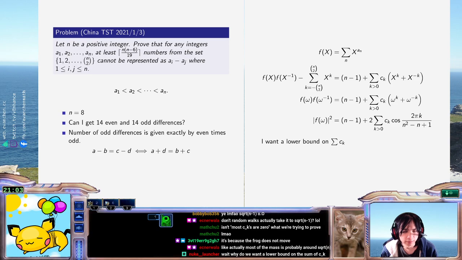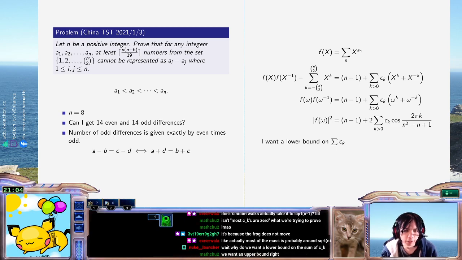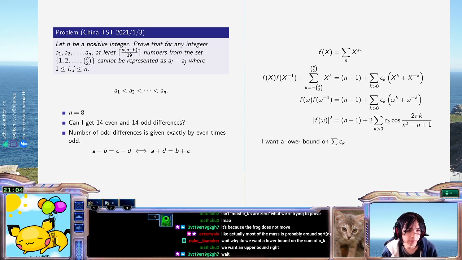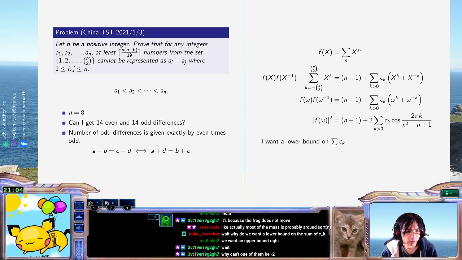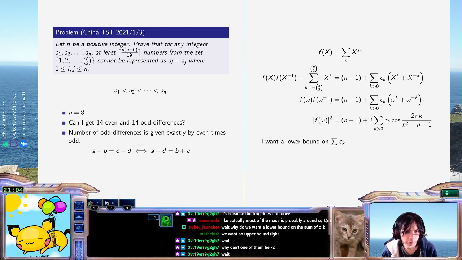So all the CKs are either positive or negative 1. The sum of the CKs is 0 by hypothesis. And the number of negative 1s is given exactly by the number of missed things. So we would like to show that either there are... Why can't one of them be minus 2? How would it be minus 2?